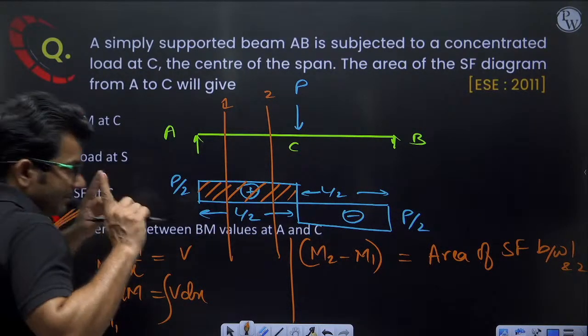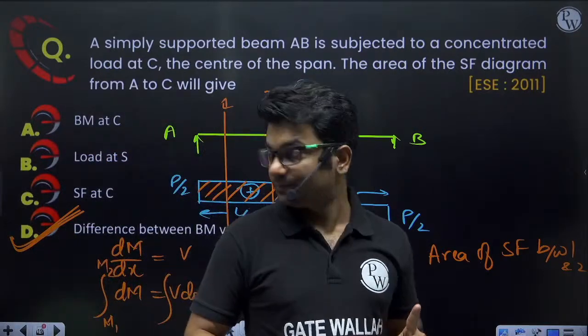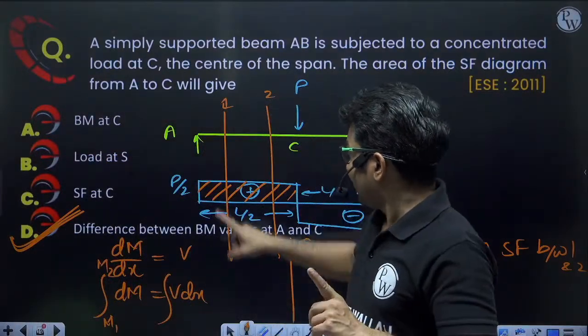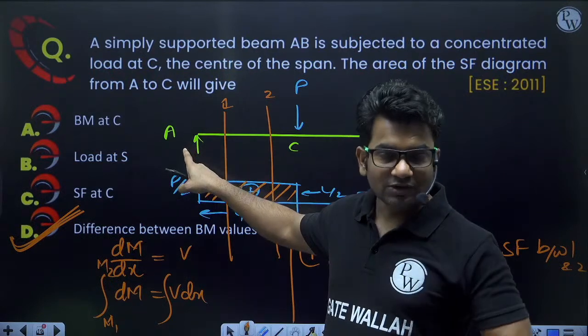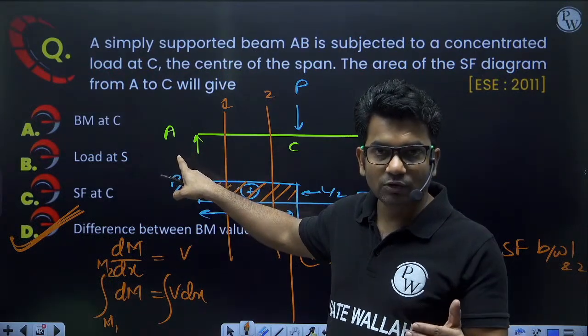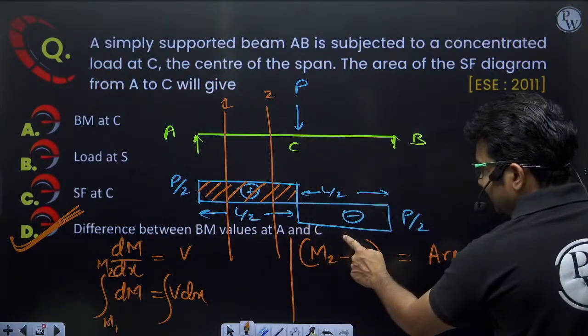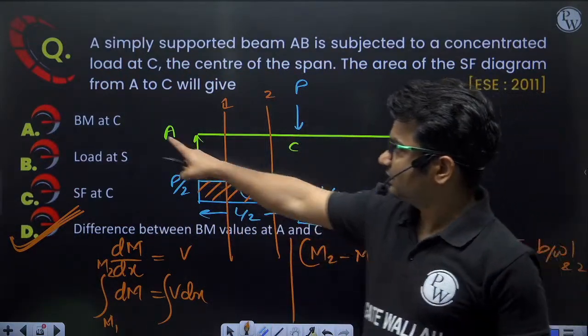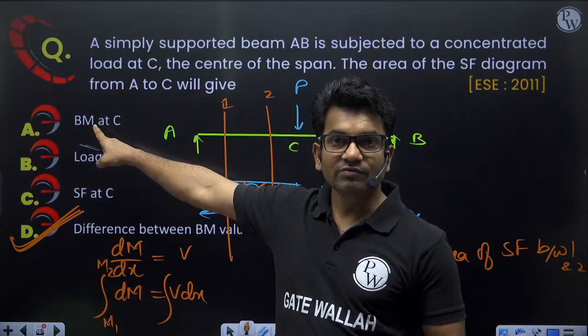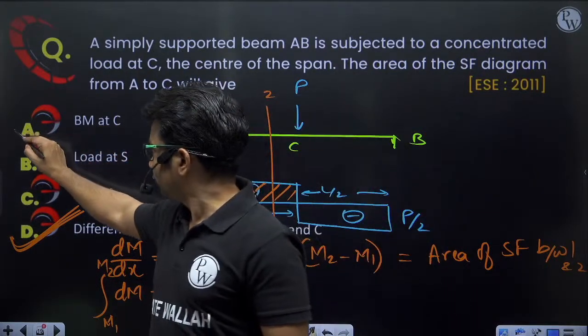But one thing to notice is, at A, the bending moment is 0. So the difference in bending moment values at A and C will be equal to the bending moment at C. So this will also be correct.